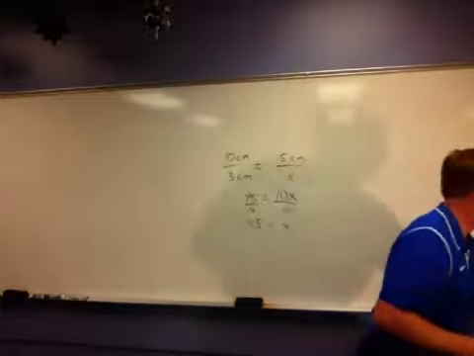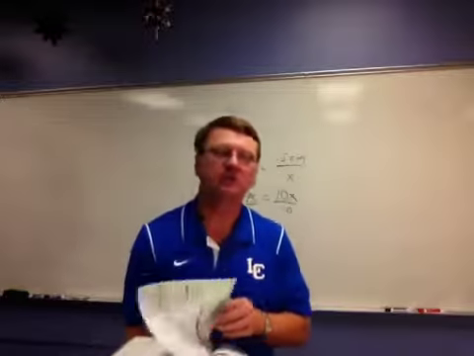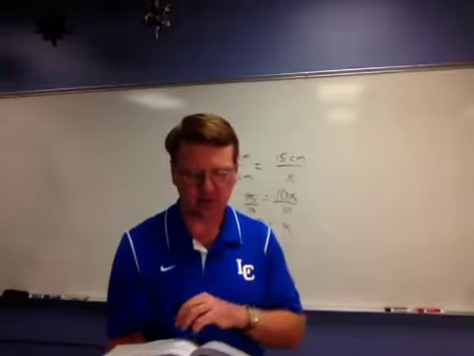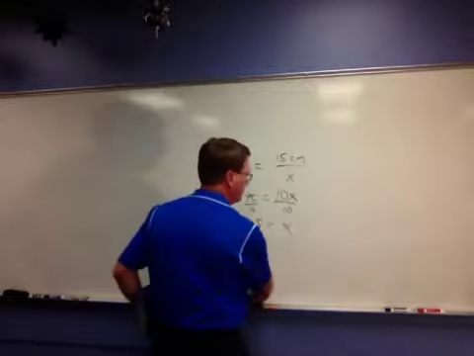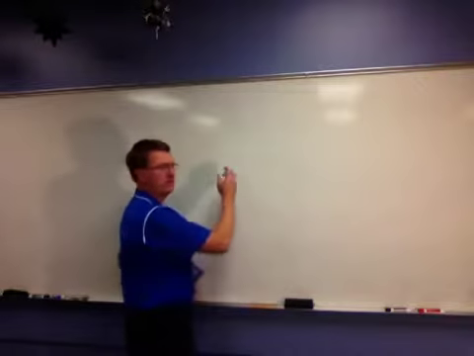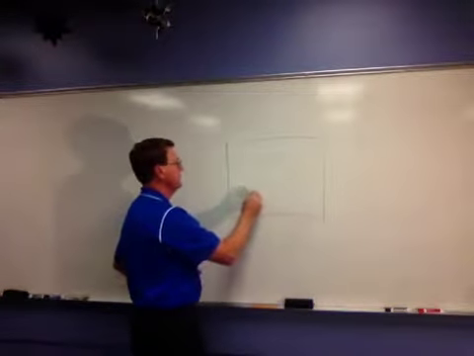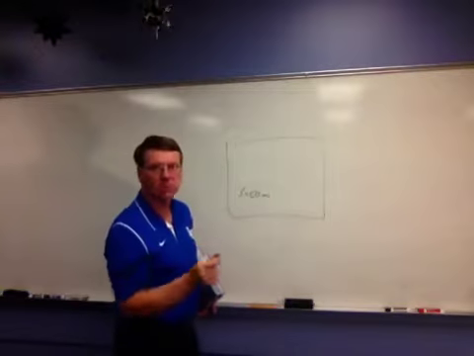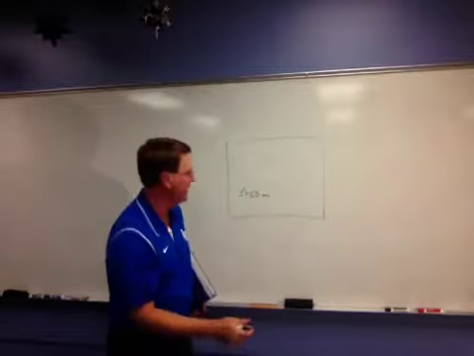On your problems out of your book, scale models, bigger, smaller, more than likely it's smaller. Like on the maps, besides the scale drawing for the house, what do they always have on maps? 1 inch equals 50 miles. 1 inch on the map, 50 miles on the regular outline.